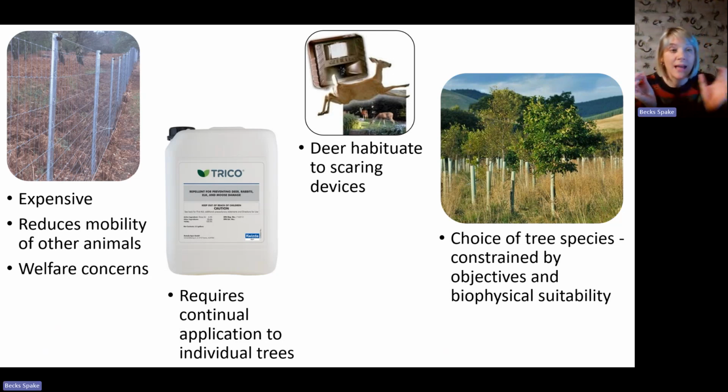Another method is the use of chemical repellents. So, for example, Trico, shown here, is made from emulsified sheep fat. Now, because it can get washed away in the rain, it requires continual application and it requires application to individual trees. So it's extremely labour intensive. So if you're trying to reforest a really large area of land, Trico just isn't going to be a sensible option.